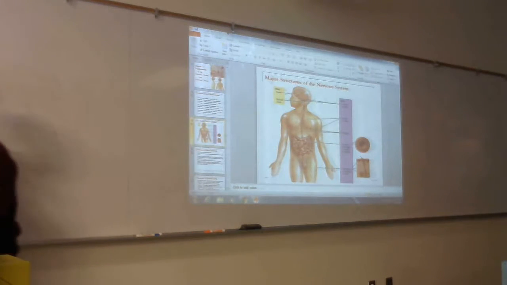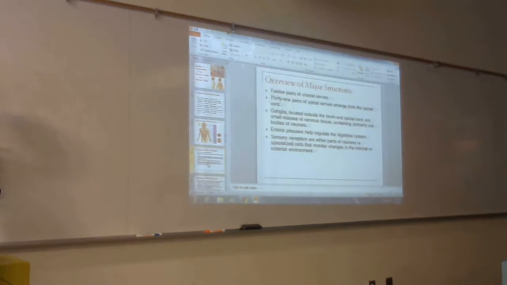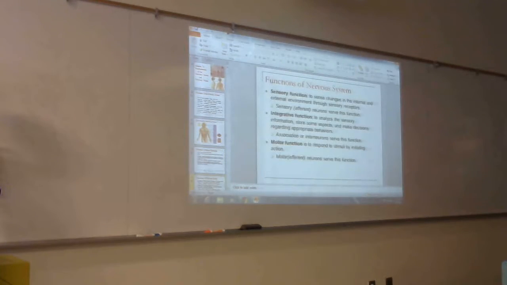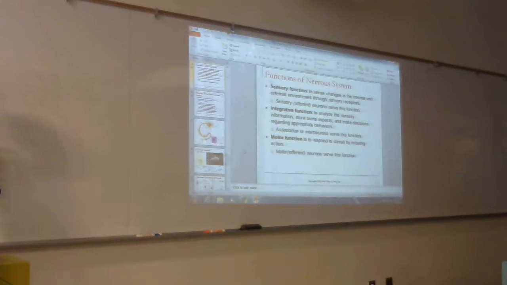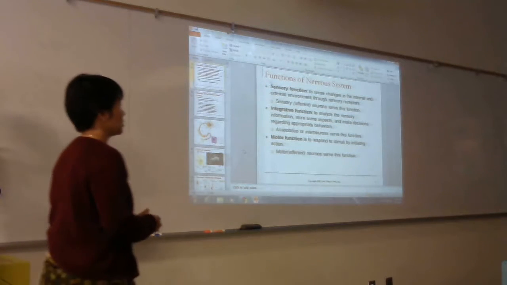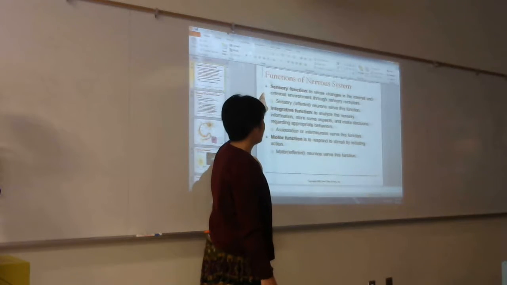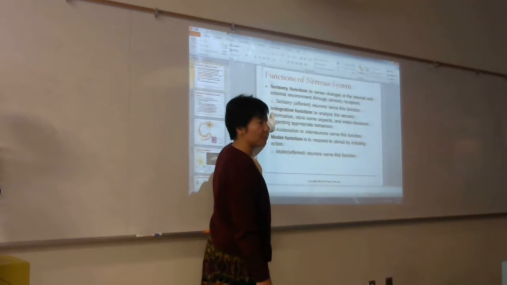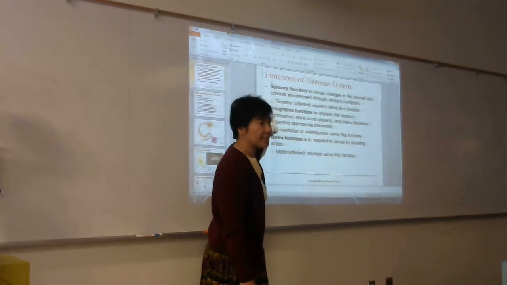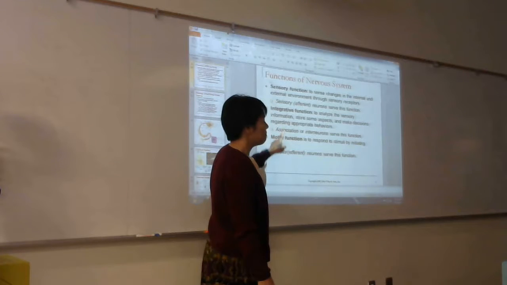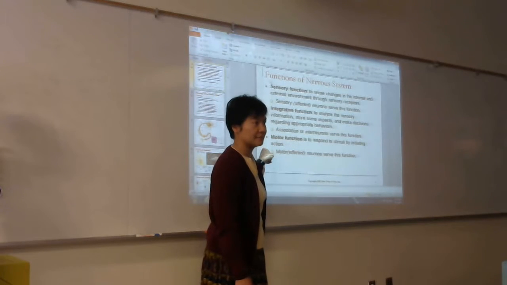Okay? Let's see how your nervous system maintains homeostasis. This is the way it does it. So first, it detects any change. That's the sensory function, right? Then you have to figure out what's going on. You analyze. That's the integrate part. And then finally, your nervous system makes you respond.